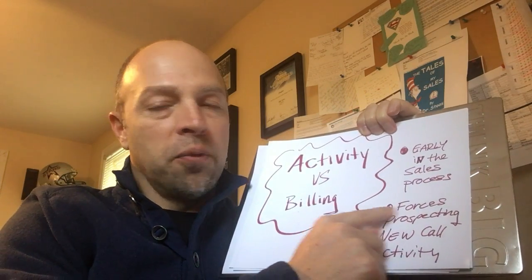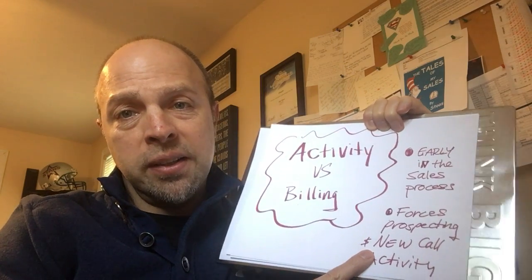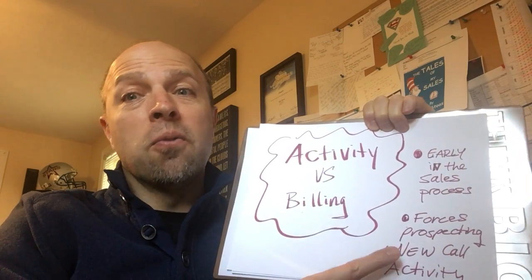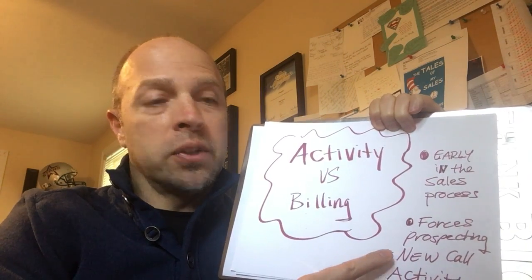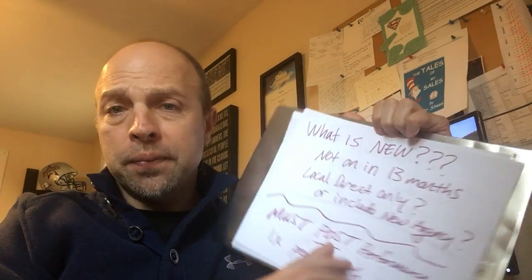Activity then means I'm forcing them to prospect. We're also forcing them to set aside time every week for new call activity, which right here is the number one and number two problem why somebody doesn't sell new. They don't prospect for new, and then at the end of the day, they don't schedule for that new call activity. And so when we say we want 5 accounts and $20,000, what we're really trying to do is measure activity.